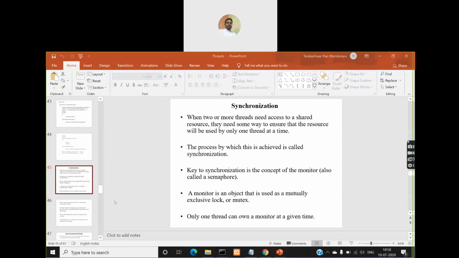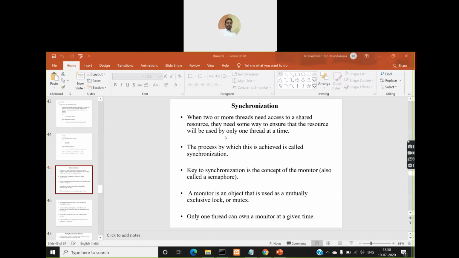I hope you understood what a shared resource is, right? If a thread is accessing a single resource instance, which is also being accessed by another set of threads, two or more other threads, then we call that resource a shared resource. So the problem of synchronization arises only when the threads are accessing or trying to gain access to a shared resource.